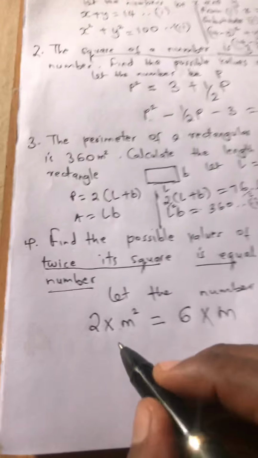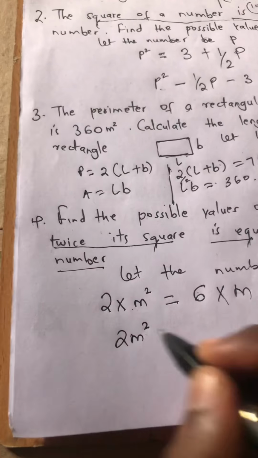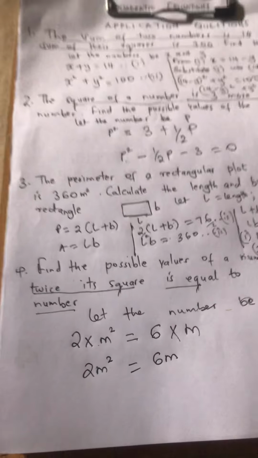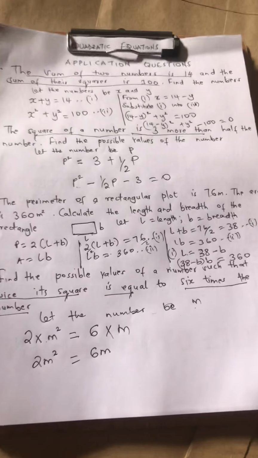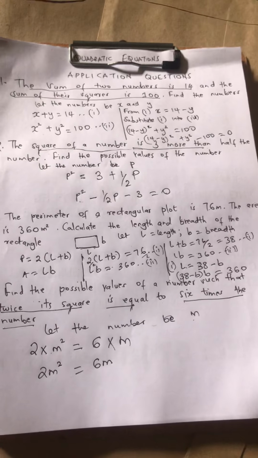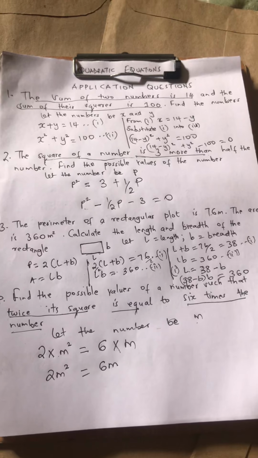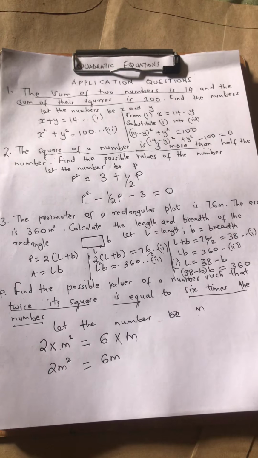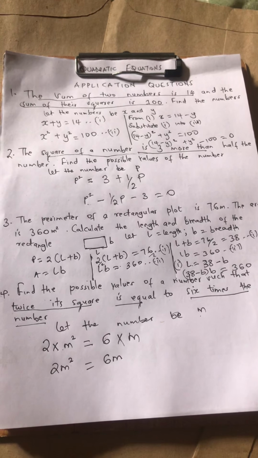Okay? Then from there, mtu wangu umemaliza. 2m square is equals to 6m. Carry on from there, umalizie hapo, sawa? So I hope umeelewa mtu wangu. All we do here ni kukusaidia uelewe vitu kwa urahisi na ujibambe, si ndio?